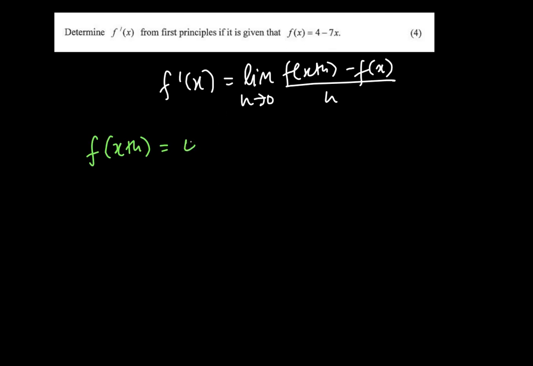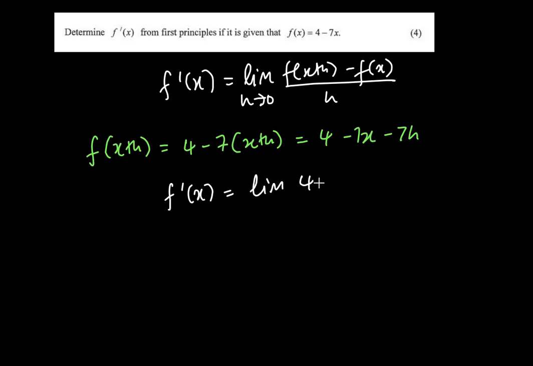So we're going to have 4 minus 7. Where we see x, we put x plus h, right? So then we would have 4 minus 7x minus 7h. This is what we would have for f of x plus h. Then we just simply substitute into the formula. Therefore, our derivative would be the limit of 4 minus 7x minus 7h. Then we say minus this, this is our f, remember? We're going to have 4 minus 7x. Then we have all divided by h as h approaches 0.